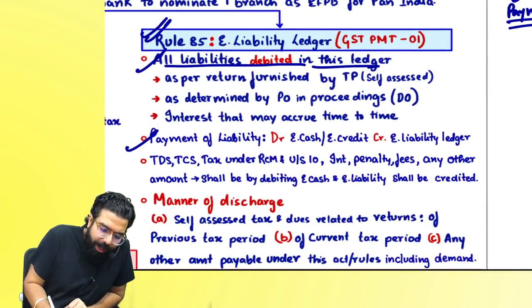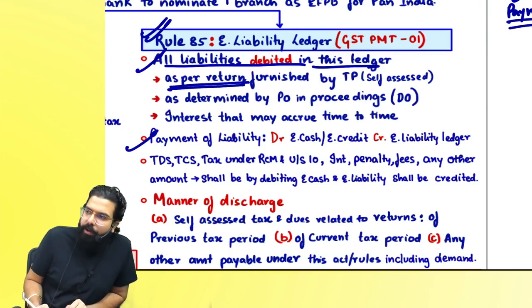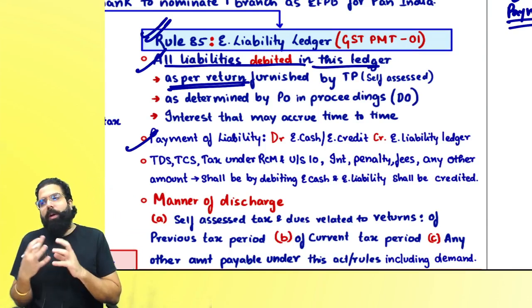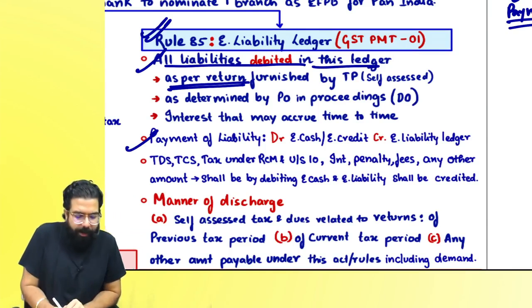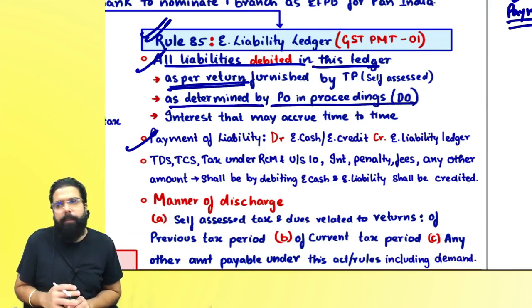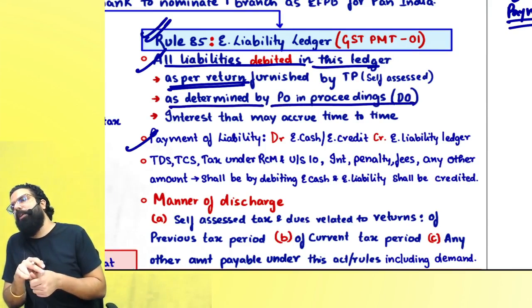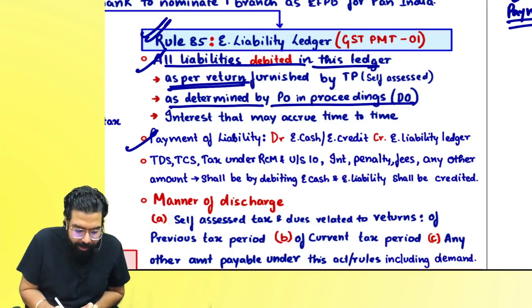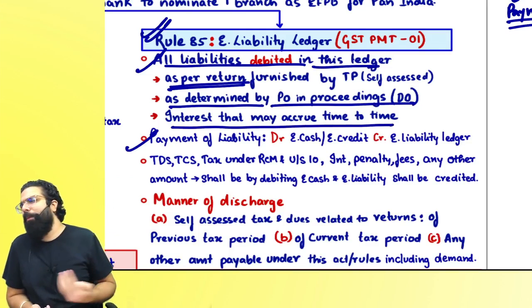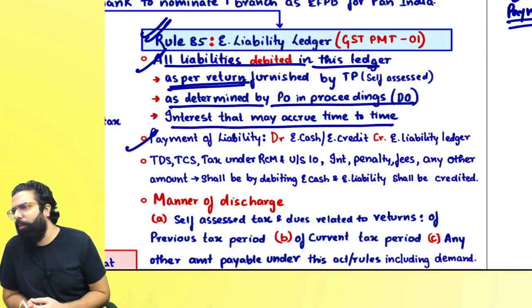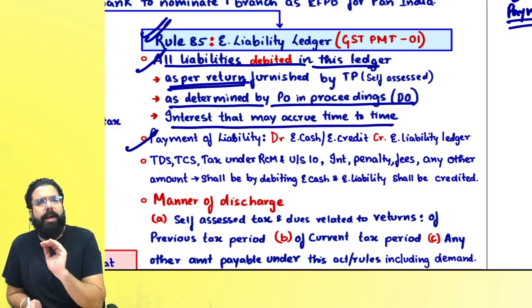everyone? All the liabilities will be debited, that is as per your returns which you have furnished. Whatever is your self-assessed liability, that will be debited as determined by the proper officer in the proceeding. Basically, demand order ka liability also will be debited. Any interest that may accrue from time to time, might be you have filed your return late, etc. Whatever interest is accruing, that will also be debited.